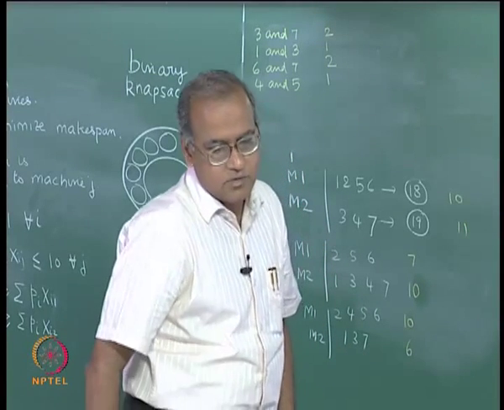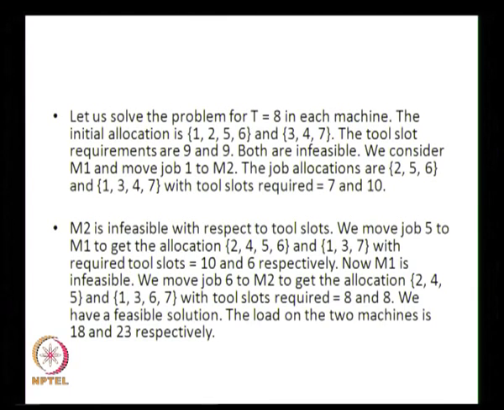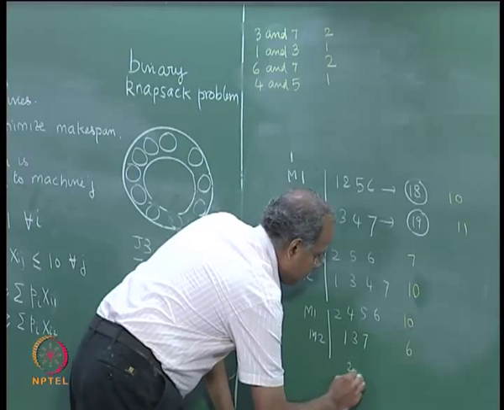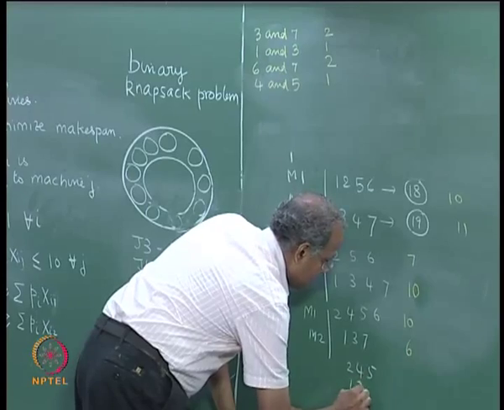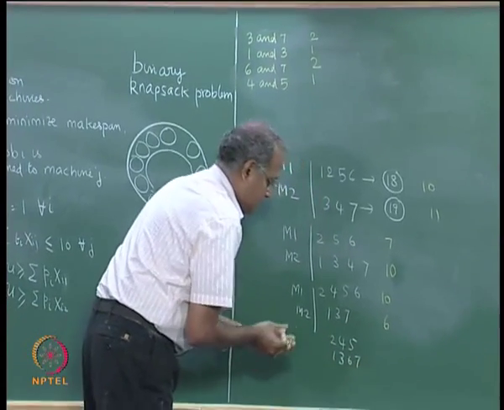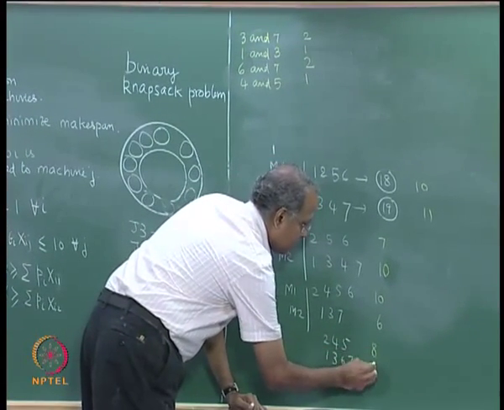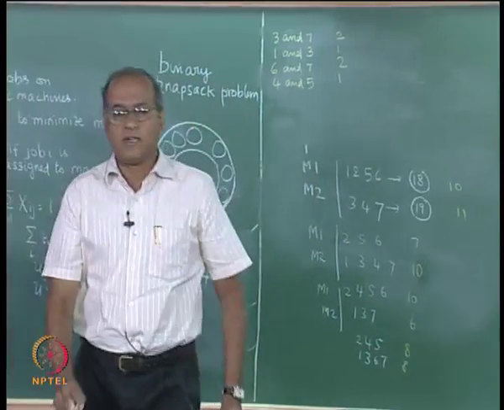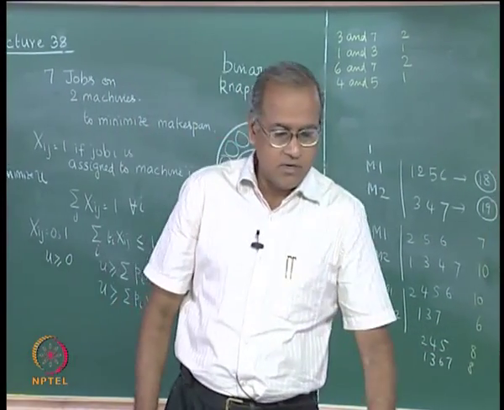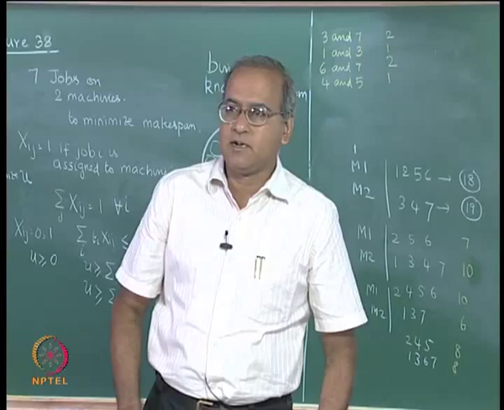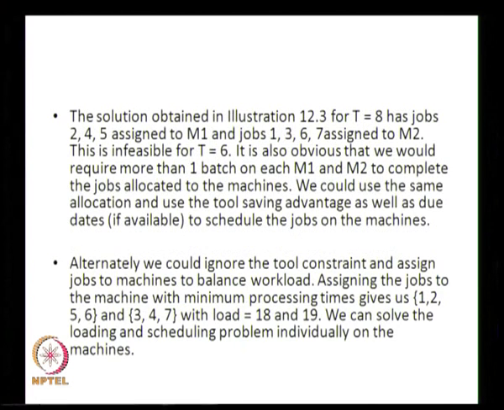8 and 8. So 2, 4, 5, 1, 3, 6, 7, 6 can also be moved. So we can get 2, 4, 5, 1, 3, 6, 7 with 8 and 8 to get a solution with workloads 18 and 23 respectively. So we could do this.